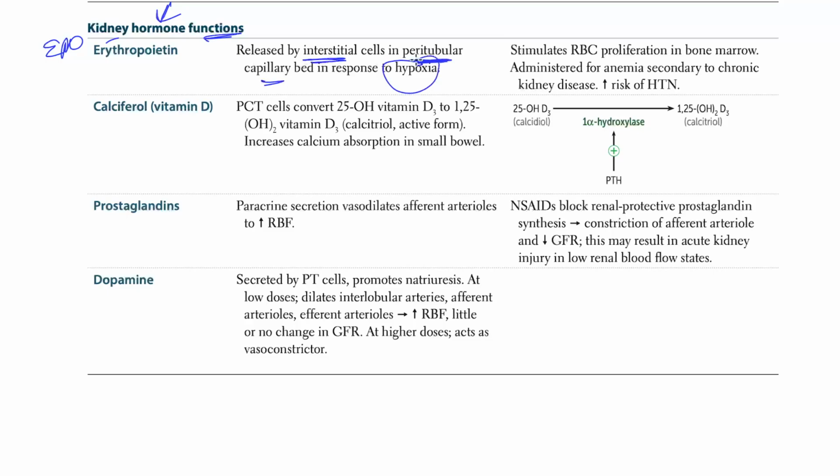So when you have hypoxia, it stimulates which cells in the kidney? Very important. They are the peritubular interstitial cells. If you were to draw a tubule, let's say this is a tubule, and these are your renal tubular cells.